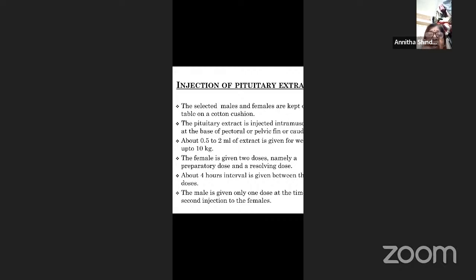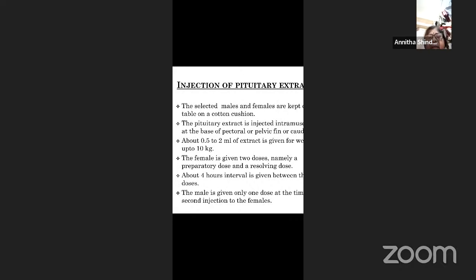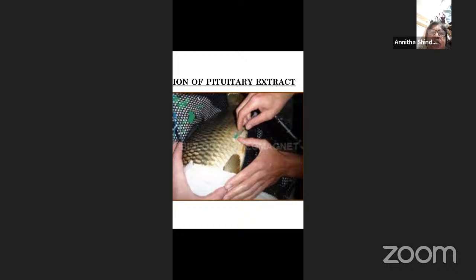So the female should be given 2 doses and the male should be given only 1 dose. Remember, female is given 2 doses with a gap of 4 hours, and male is given only 1 dose. When the female is given the second dose, the male has to be given the first dose at that particular time. Are you listening? Yes, ma'am. Okay. The next, this is how they are given injections.